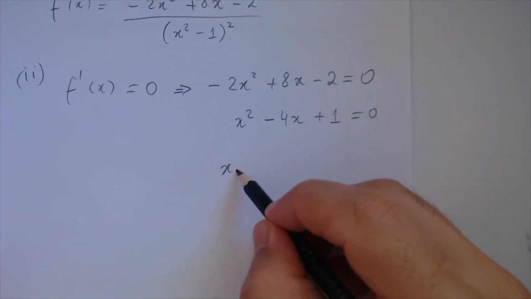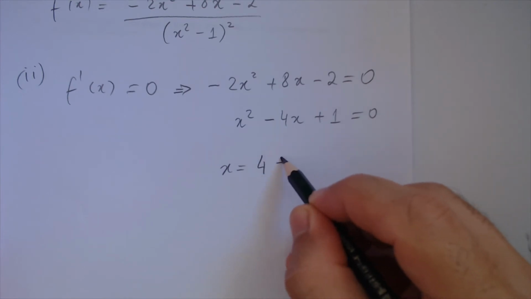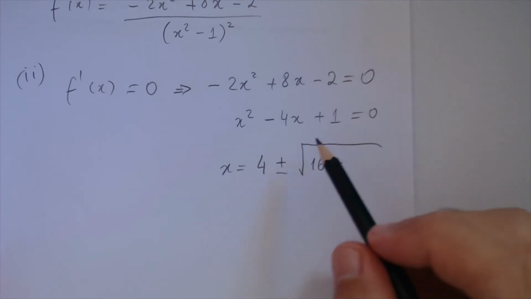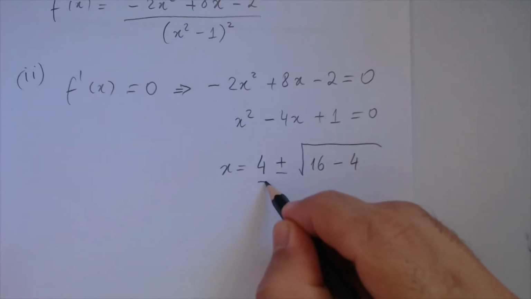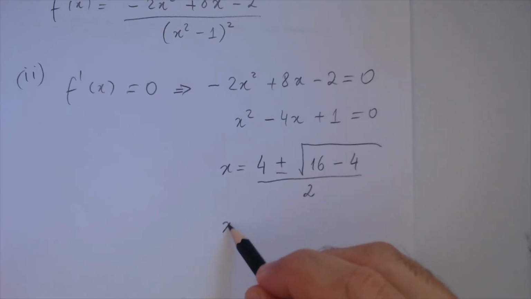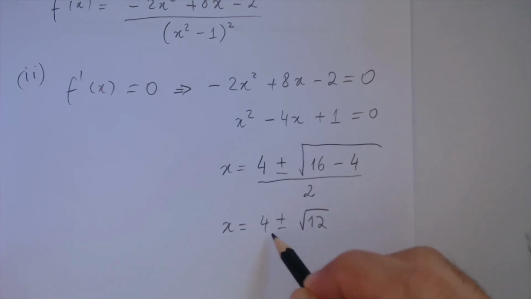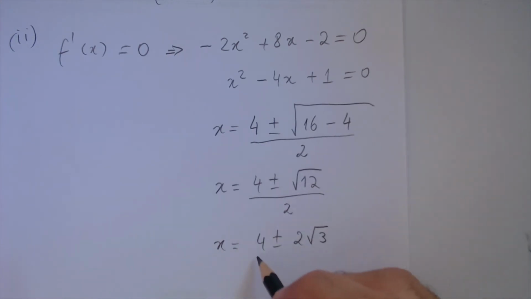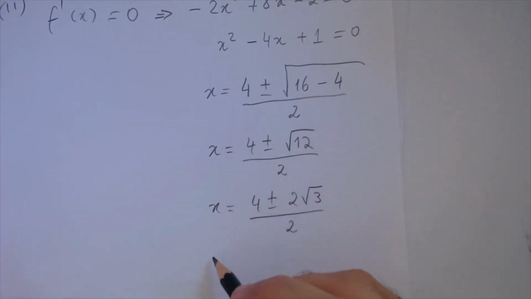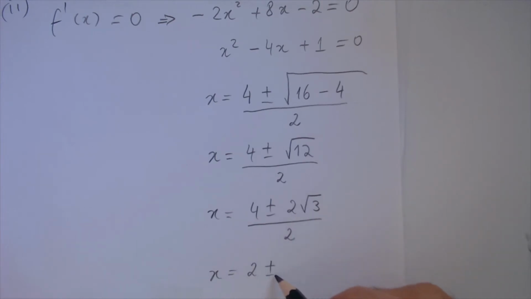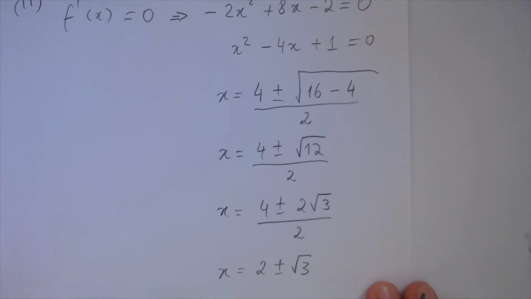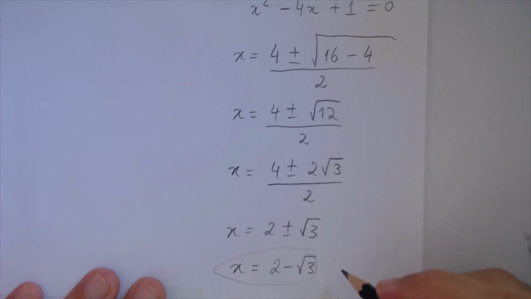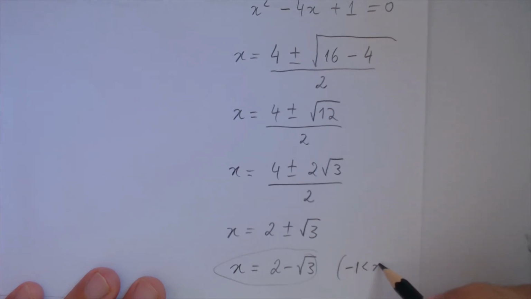Using the quadratic formula, x equals minus b, so 4, plus or minus the square root of b squared, the square of minus 4 is 16, minus 4 times a times c. Both a and c are 1, so 4 over 2a, 2 times 1, which is 2. x is 4 plus or minus root 12 over 2. x is equal to 4 plus or minus 2 root 3 over 2. And then if we simplify by 2, x is equal to 2 plus or minus root 3. We will consider only the solution x equals 2 minus root 3. Only this solution is valid because the domain of the function is between minus 1 and 1.